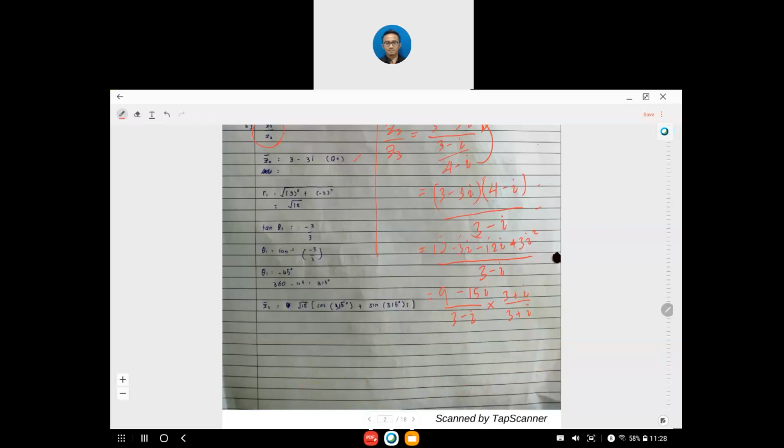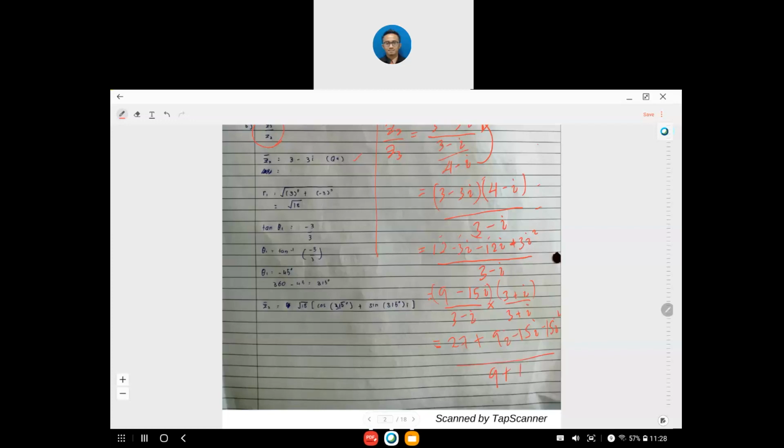Okay, so this one you need to expand here. Expand this one, you can get... you need to expand 9 times by 3, 27 plus 9i minus 15i minus 15i square, divided by 9 plus 1.